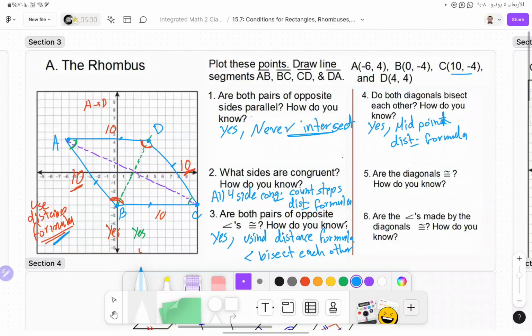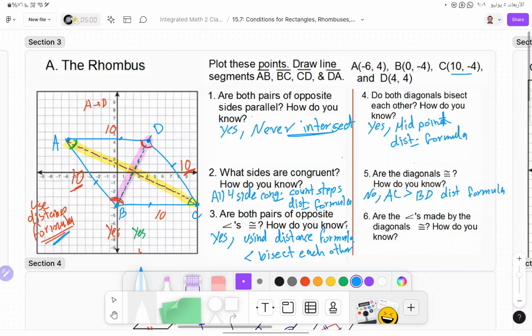Are the diagonals congruent? Is the purple one, this line from C to A, congruent to the other diagonal? Are they equal? No, they are not congruent. Why are they not congruent? Because as you can see, if we use the distance formula, AC will be greater than BD.